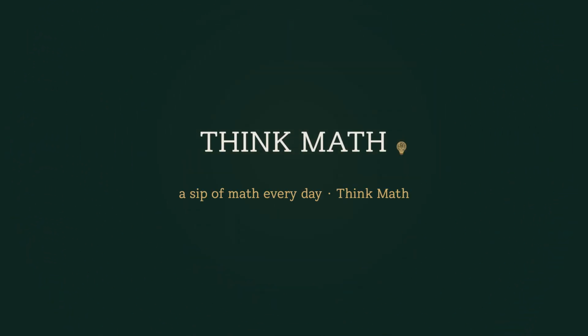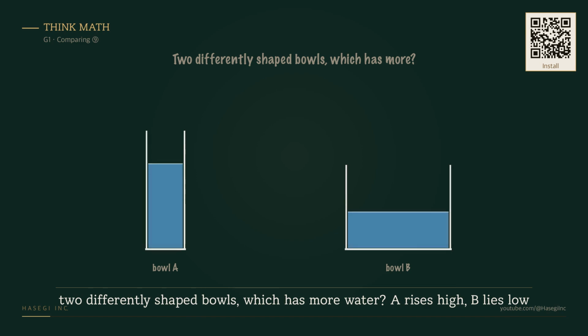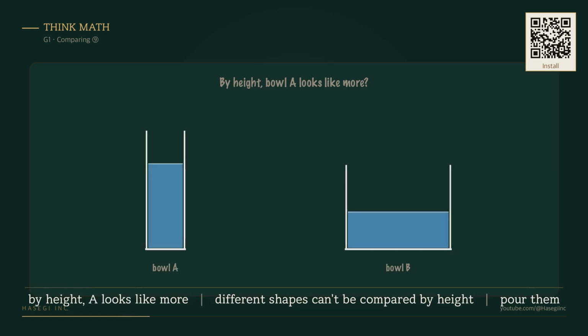Think math. Two differently shaped bowls hold some water. Which one has more? Bowl A is narrow, so its water rises up high, and bowl B is wide, so its water lies down low. By height alone, bowl A looks like it has more.